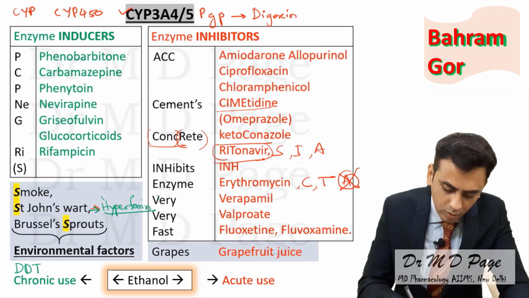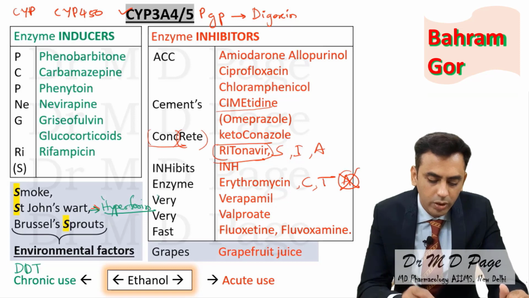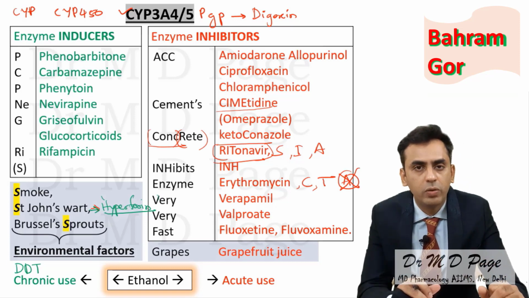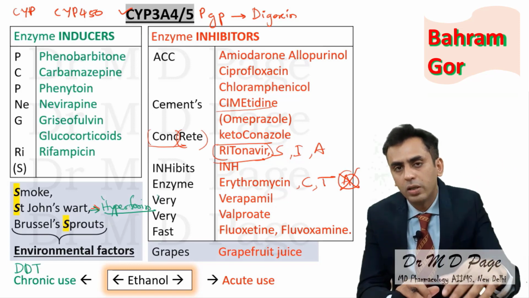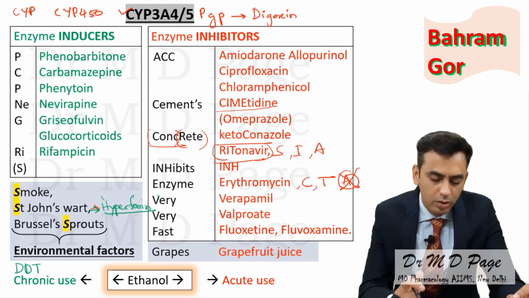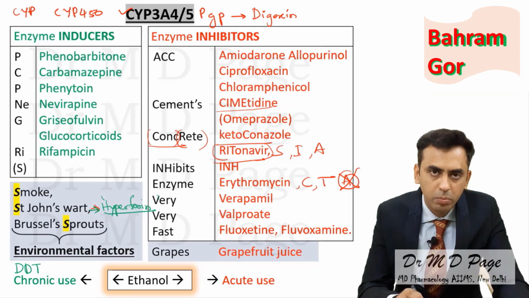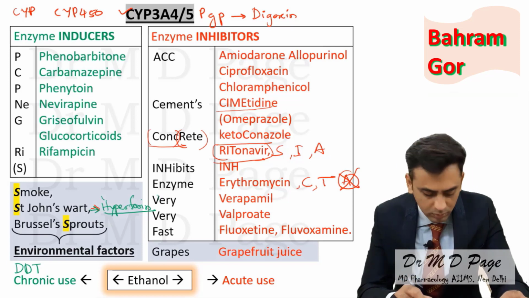In digoxin's absorption and excretion, P glycoprotein plays an important role. So if you induce P glycoprotein, if you increase the activity of P glycoprotein, what will happen? It will throw more and more digoxin out of the cell into the excretory system, thereby decreasing digoxin blood levels. Hence, if someone has P glycoprotein inducers or inhibitors, again you can use the same chart.